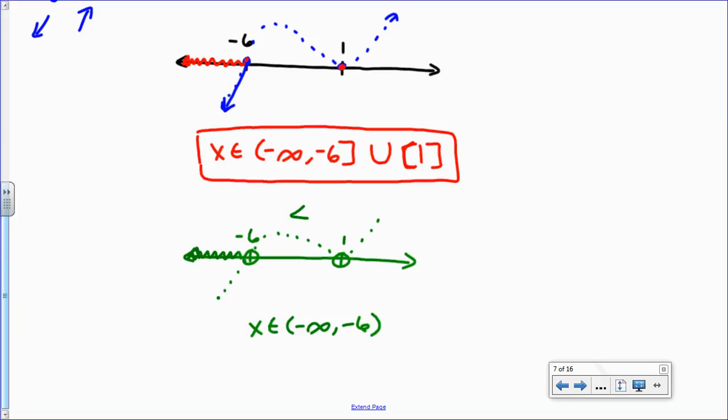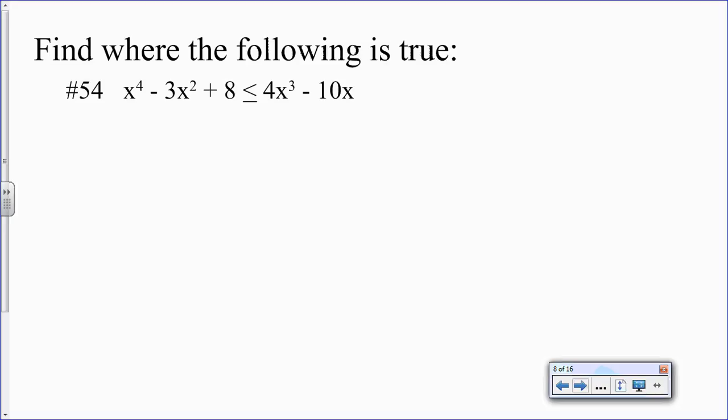Does that make sense? Okay. Let's look at another one.